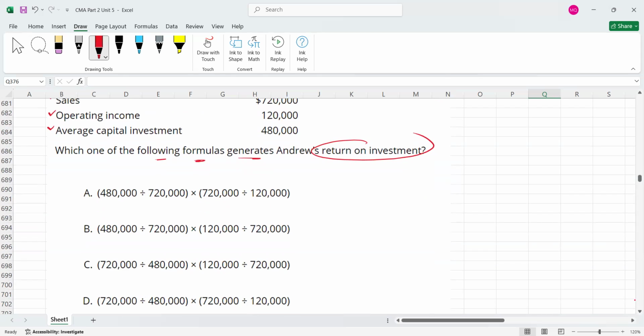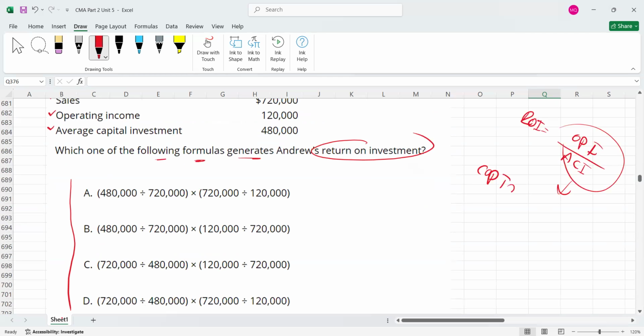Are the options available in percentage? No, the options are written in terms of formula. I told you for return on investment, two formulas are there. Number one, operating income divided by average capital invested. Second, I told you how this formula is derived: capital turnover multiplied by operating profit margin. Capital turnover means sales divided by average capital invested, multiplied by operating profit divided by sales.